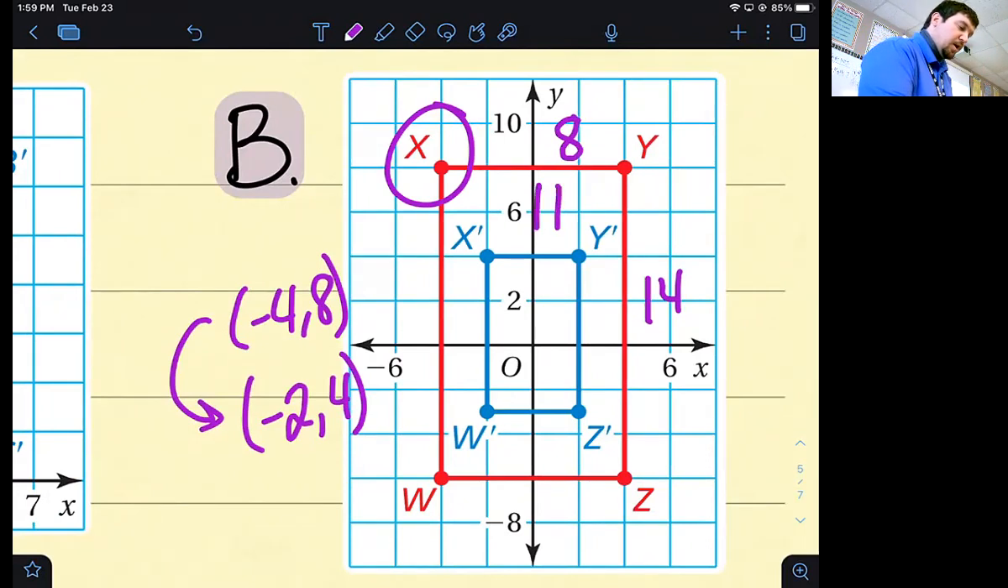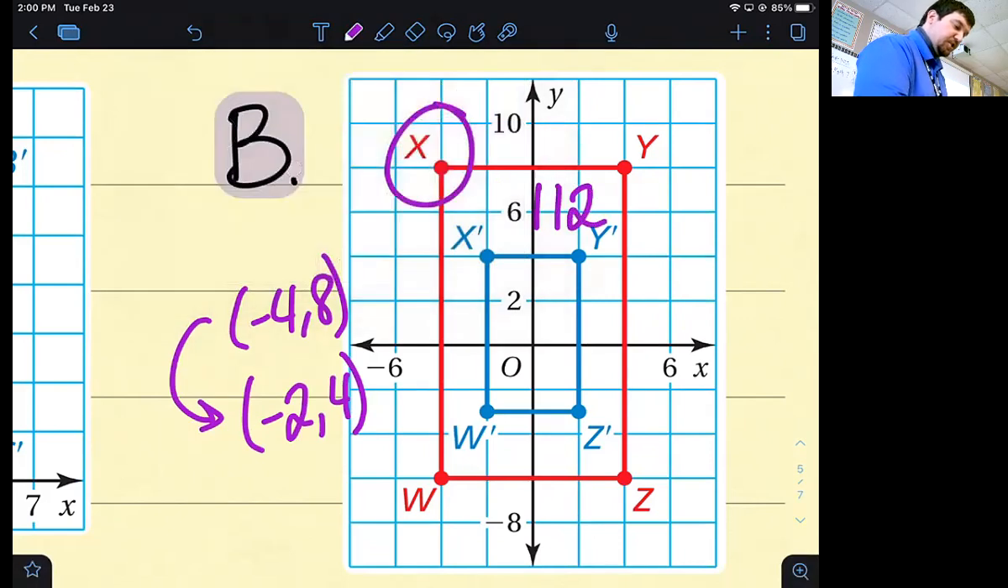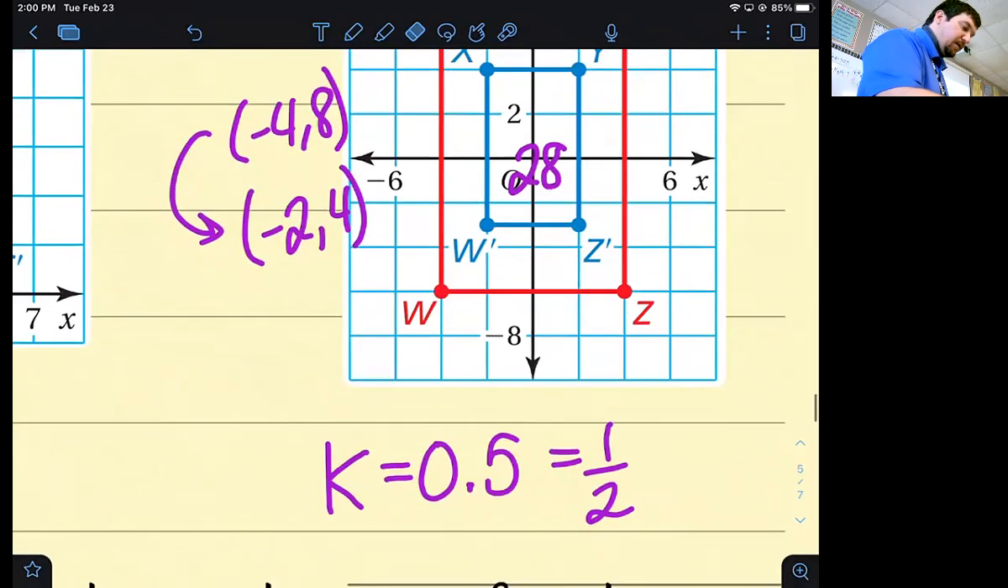112. So the area went from 112 to the blue, which is just 4 times 7. What's 4 times 7? 28. So when we reduced it by half, did the area go down by half? No, it went down by a half squared, which is a fourth. A half times a half is a fourth.